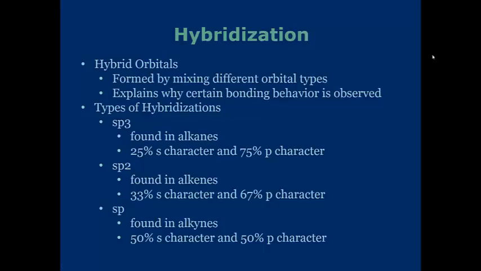So if we go back to our drawings, we remember what an S orbital looks like and what a P orbital looks like. When these hybridize, you're going to get something that looks like that. sp2 orbitals are found in alkenes. They have slightly more S character than P character. sp orbitals are found in alkynes, and this is almost a 50-50 ratio.